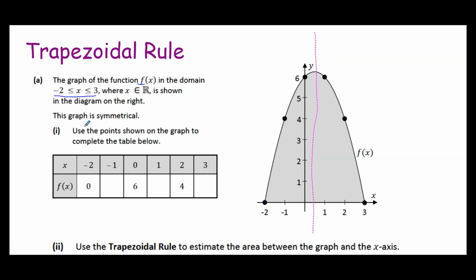Okay, so what do we need to do? We need to use the points shown on the graph to complete the table below. Okay, that's simple enough. We have the first one done. From -1, we go to the point and we read that's 4. 0 and 6 is done. Again, 1. We go all the way to the graph and we read that is 6 again. And then 2 we have, and then 3 is 0. So that was simple enough.